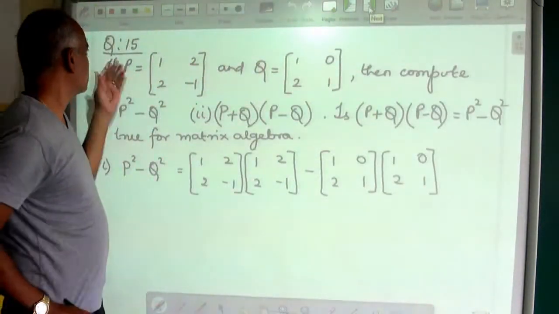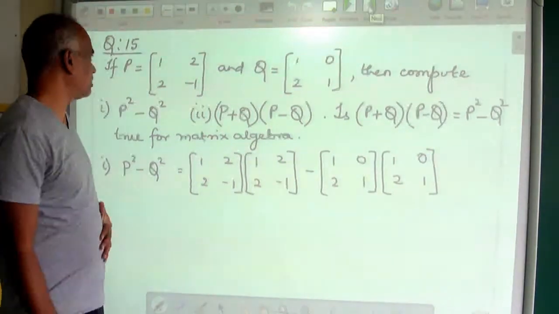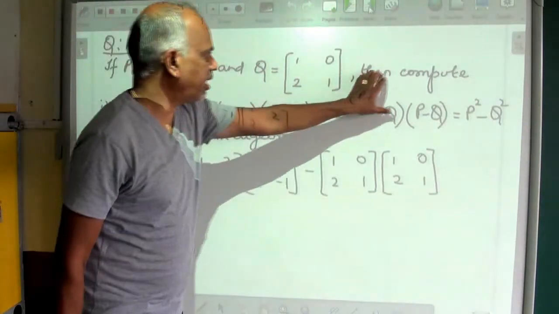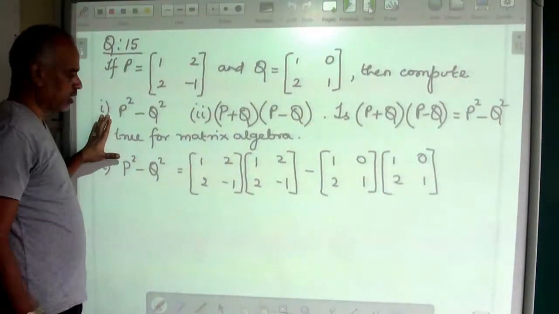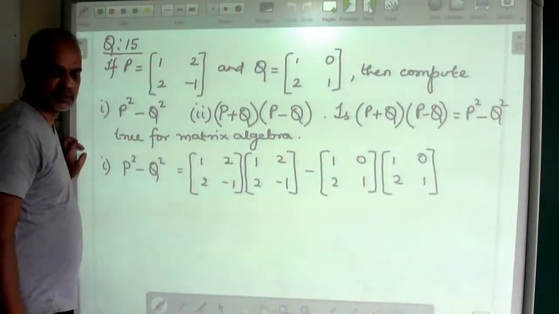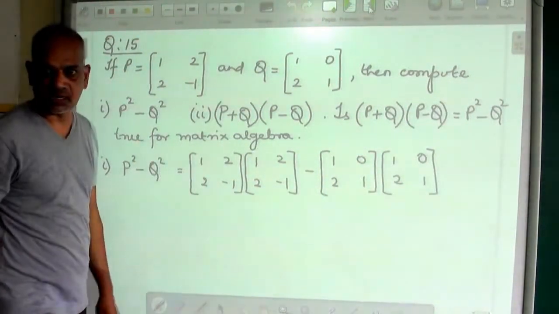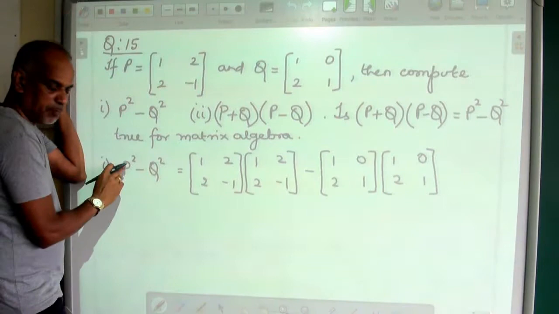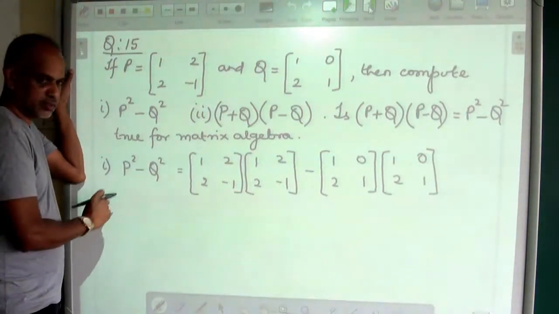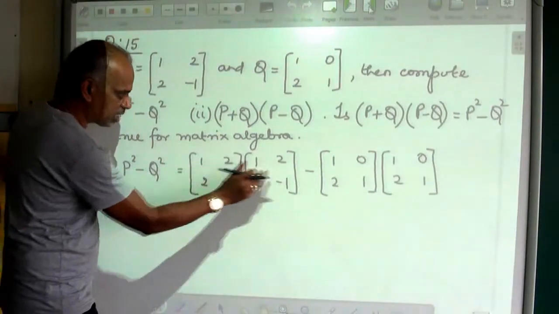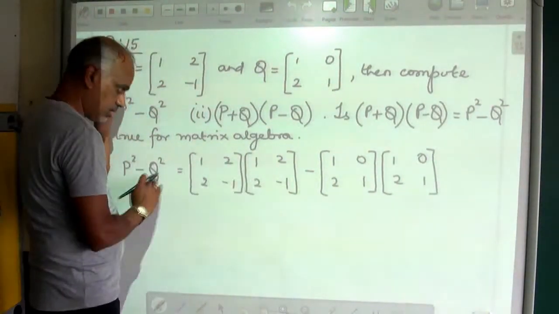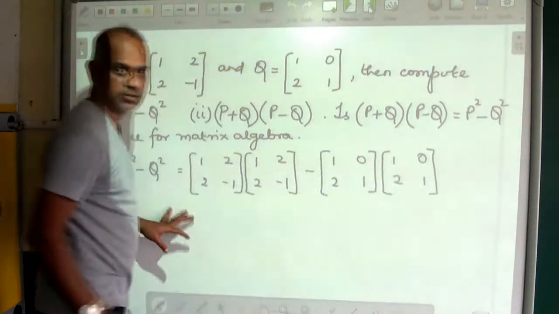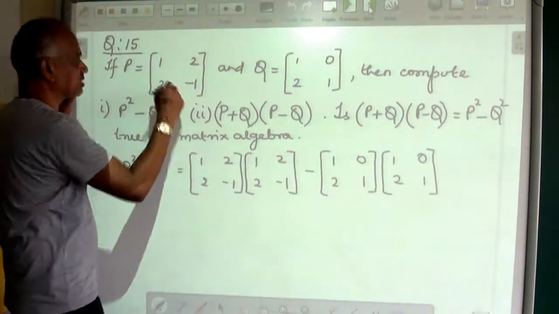Next question. Question number 15 from exercise 10. If P is this matrix and Q is this matrix, then compute subdivision 1, P squared minus Q squared. Let's find this first. We'll go to the second subdivision later. We have to find P squared minus Q squared. That's the first subdivision. P squared means P multiplied with P. So what I have done is this is P multiplied with another P. P squared minus Q squared, Q squared means Q multiplied with Q. This is Q, this is also Q. Q into Q. So let's multiply this.